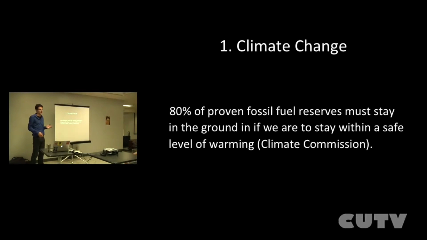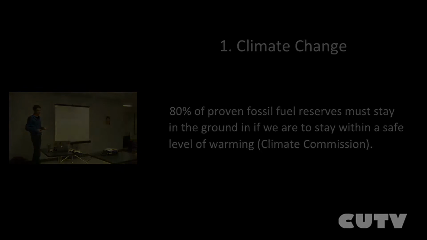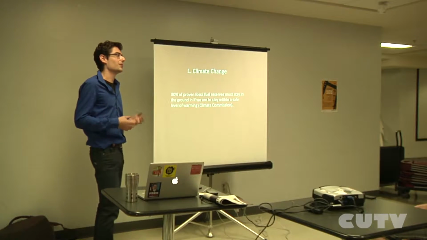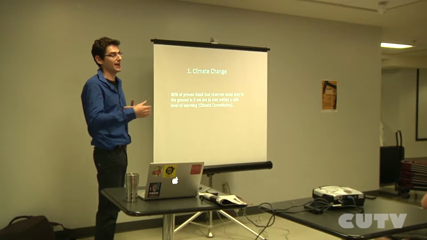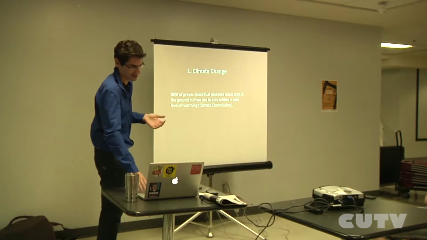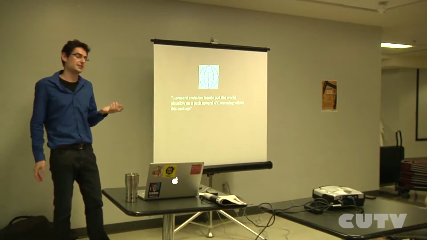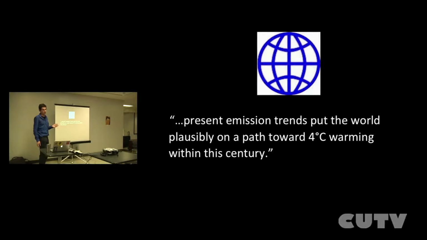We know that 80% of proven fossil fuel reserves have to stay in the ground if we are going to prevent a dangerous level of warming, so a 2-degree rise in temperature. But at the current rate of extraction, we're way past 2 degrees Celsius. And according to the World Bank, in a report that they released last year, present emission trends put the world plausibly on the path towards a 4 degrees Celsius warming within this century.